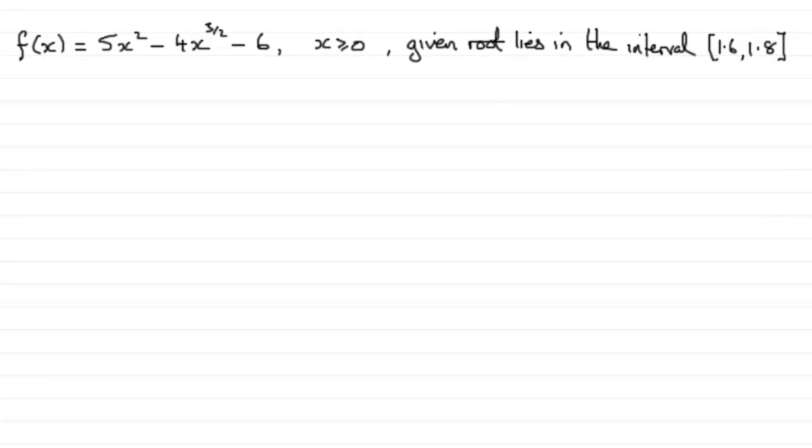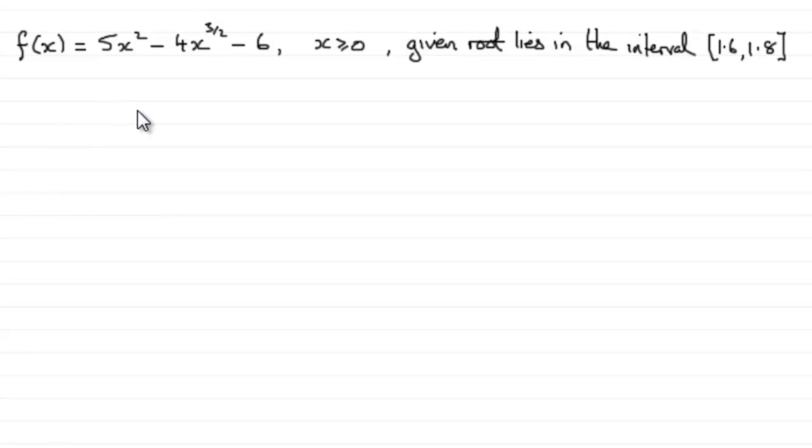Now for this question then, we're given that f(x) equals 5x squared minus 4x to the power 3 over 2 minus 6, where x is greater than or equal to 0. We're also told that there's a root that lies in the interval between 1.6 and 1.8, and we've got to work out what that root is by linear interpolation. So to do something like this, what do we do?